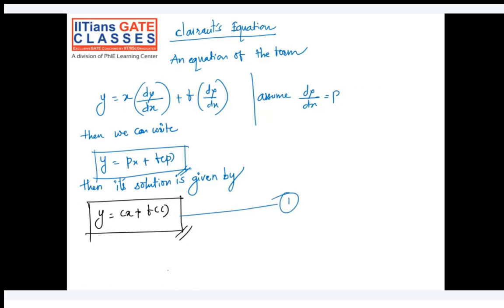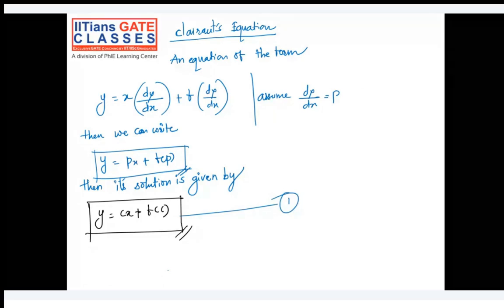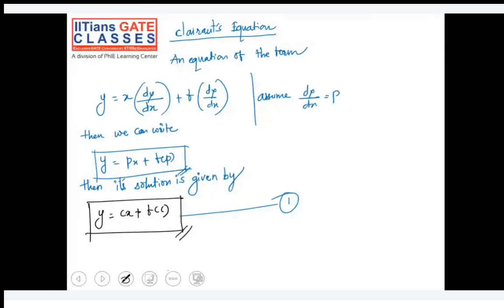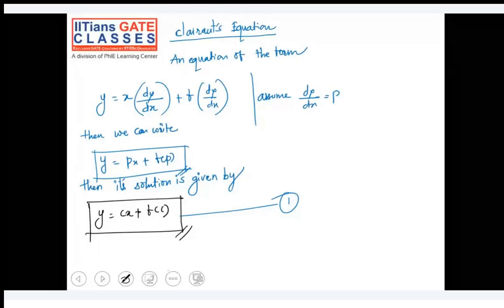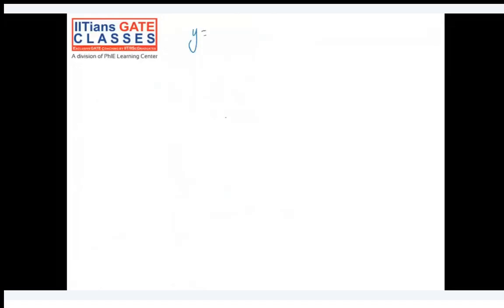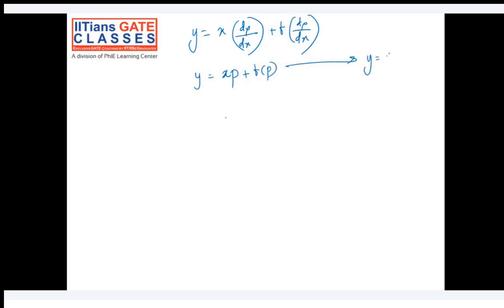Let me give one question, then things will be more clear. So what is the standard form? Standard form is y equal to x dy by dx plus f of dy by dx, or in short, y is equal to x into p plus f of p. And if it's the case, cx plus f of c is the solution. Right? So let's take one first question. dy by dx equal to sine of y minus x dy by dx.